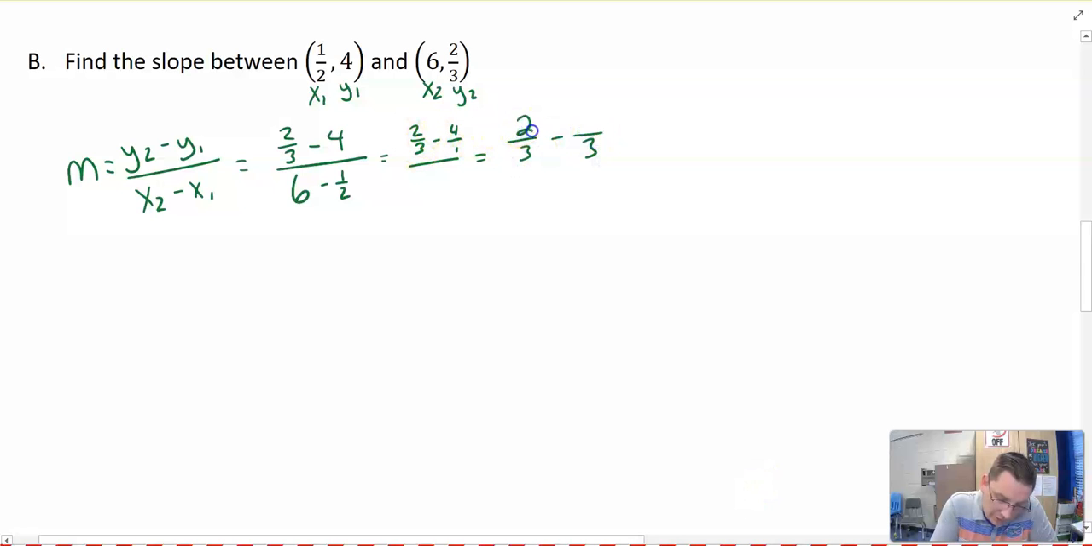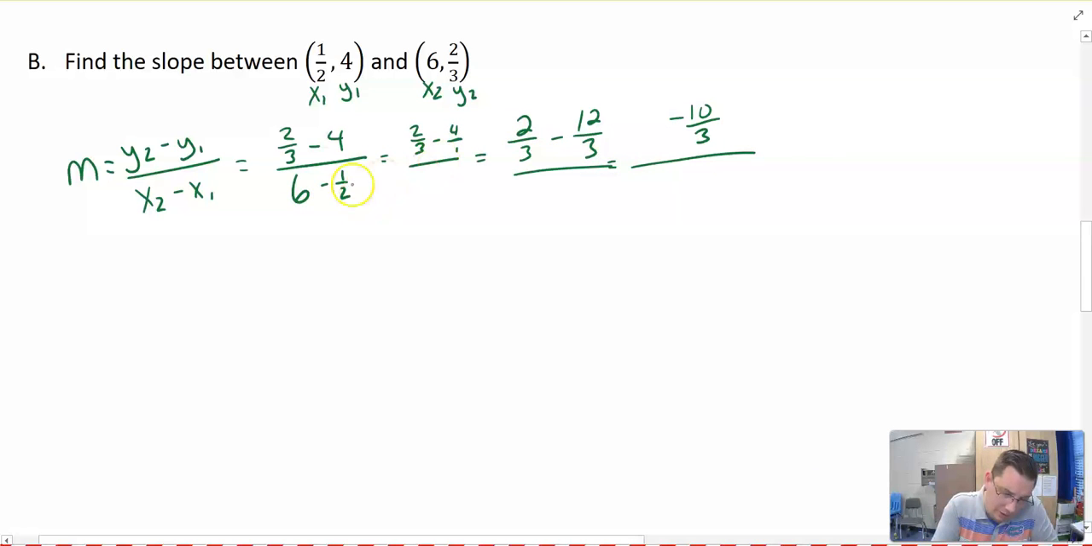Now, the 2/3 didn't change, but this did. So the 4 over 1 will become what over 3? Well, we multiply both of those by 3, we get 12. Now you see I'm only working the numerator at the moment. We'll get to the denominator in a minute. What is 2/3 minus 12/3? It is negative 10/3. We're going to pause the numerator there and we'll come back to it in a minute.